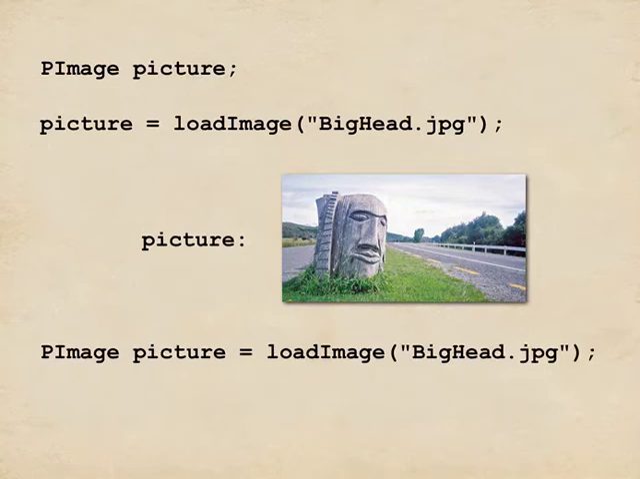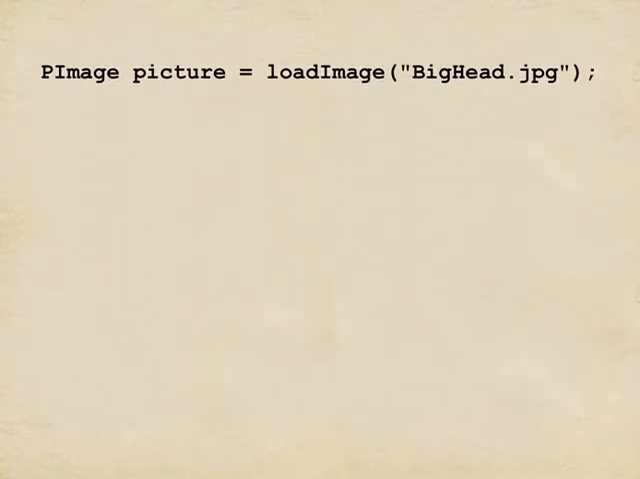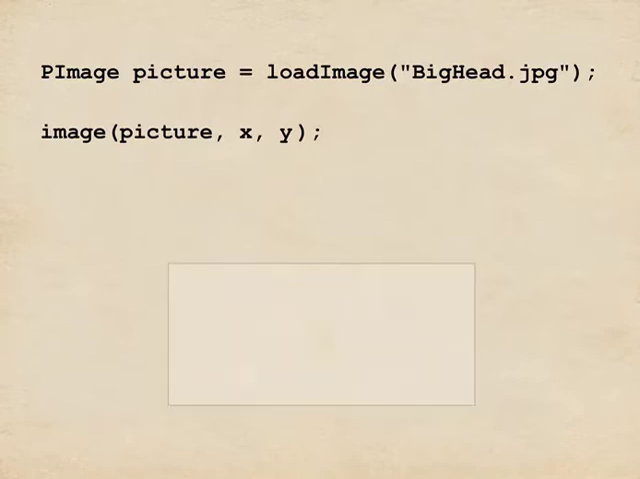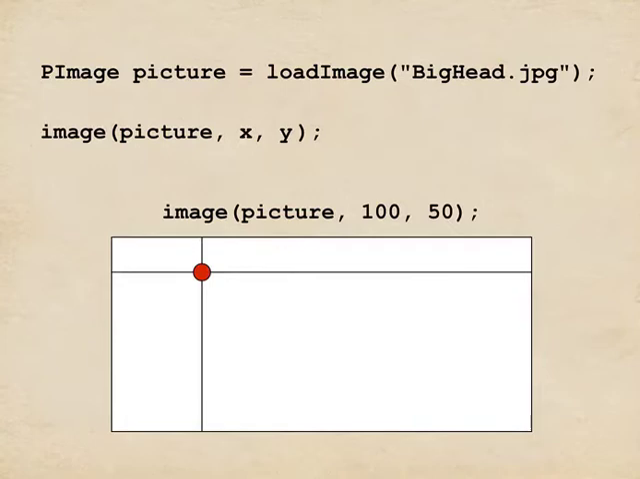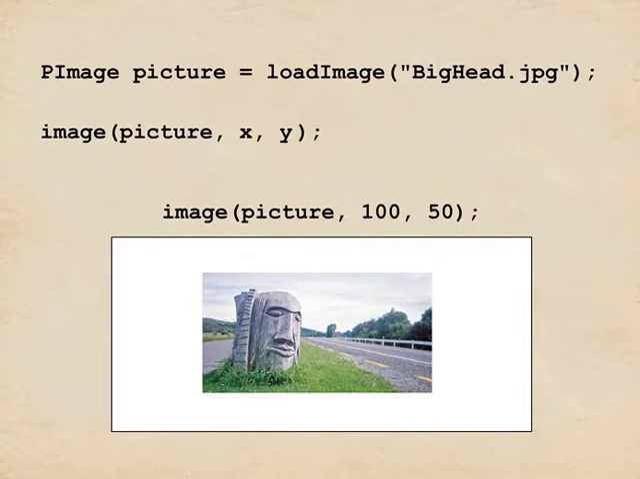Now that we have this image stored inside the variable picture, how do we display it on the screen? That's easy. We call the routine image. It takes 3 arguments: the name of the picture we want to show, and the X and Y of its upper left corner. So here's our graphics window, and suppose that, using this picture, I call image with the arguments picture, 100, 50. Then using the point 100,50 as its upper left corner, Processing will show the picture. And this is what you'll get in your sketch.